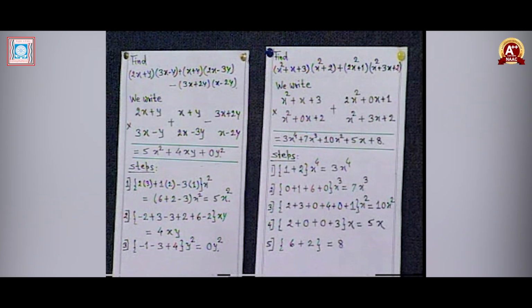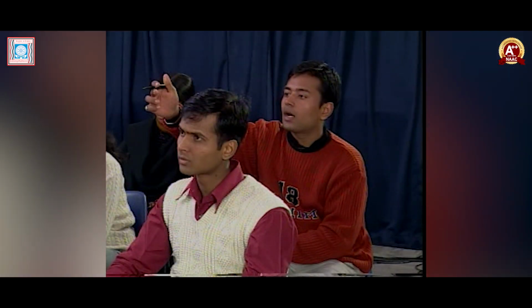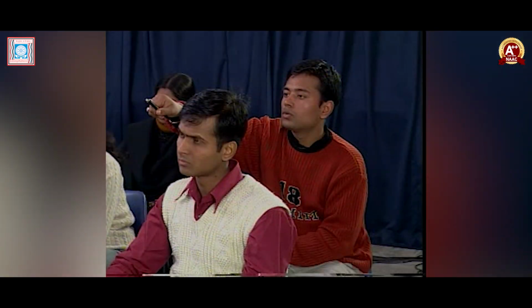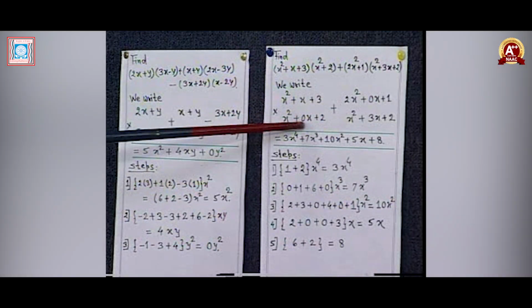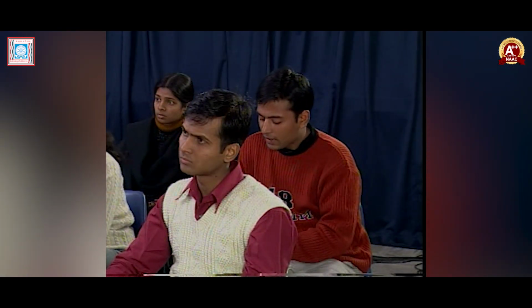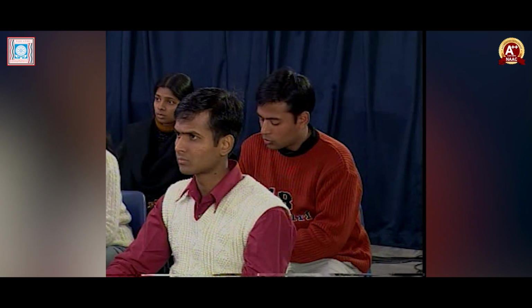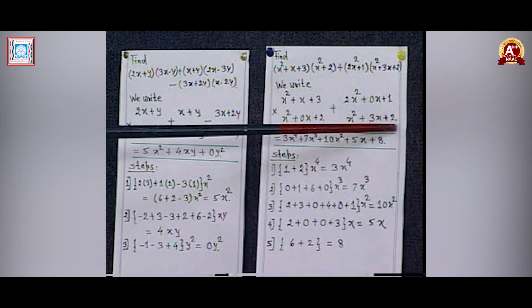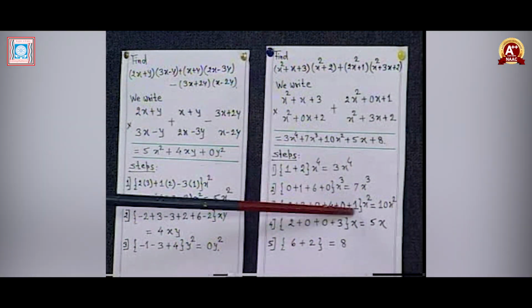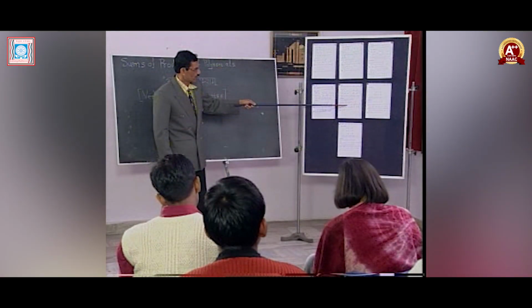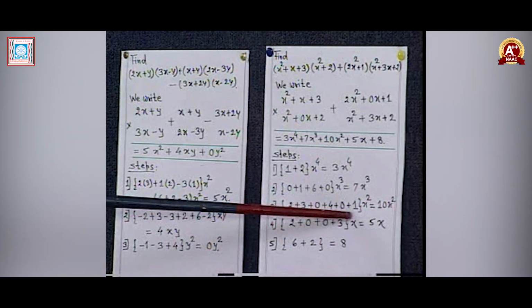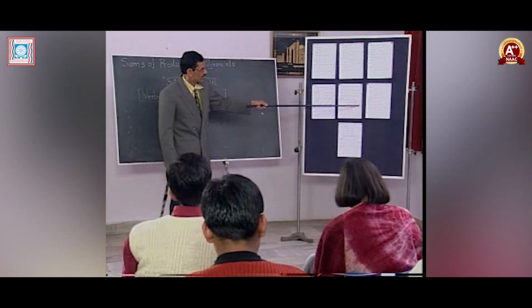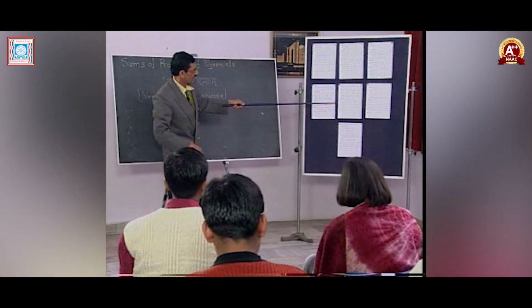Then 1 into 2, 2. Then 1 into 1, that is 1. 1 into 2, that is 2. 1 into 0, 1 into 0, 1 into 0. Then 1 into 3, that is 3. Then 2 into 1, 2 into 2, 4. Then 0 into 3, 0. Then 1 into 1, 1. So you are getting 2 plus 3 plus 0 plus 4 plus 0 plus 1, total 10. So 10x square.